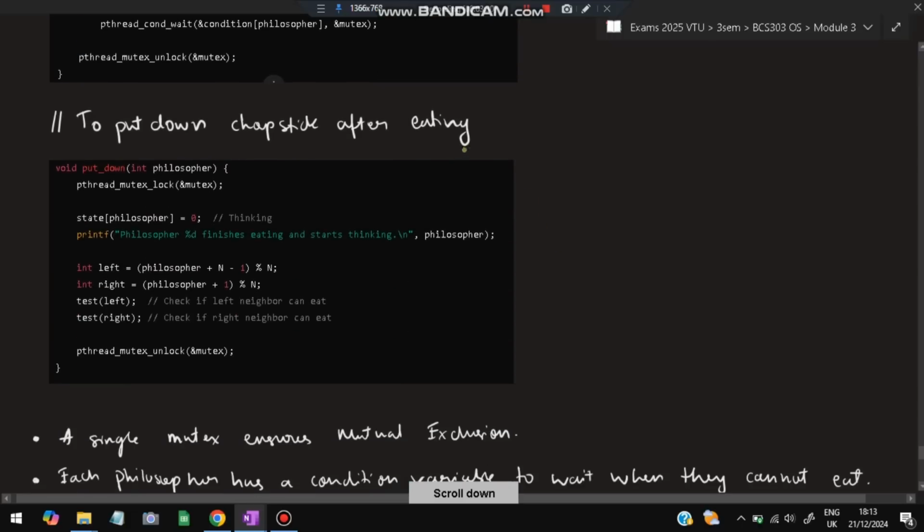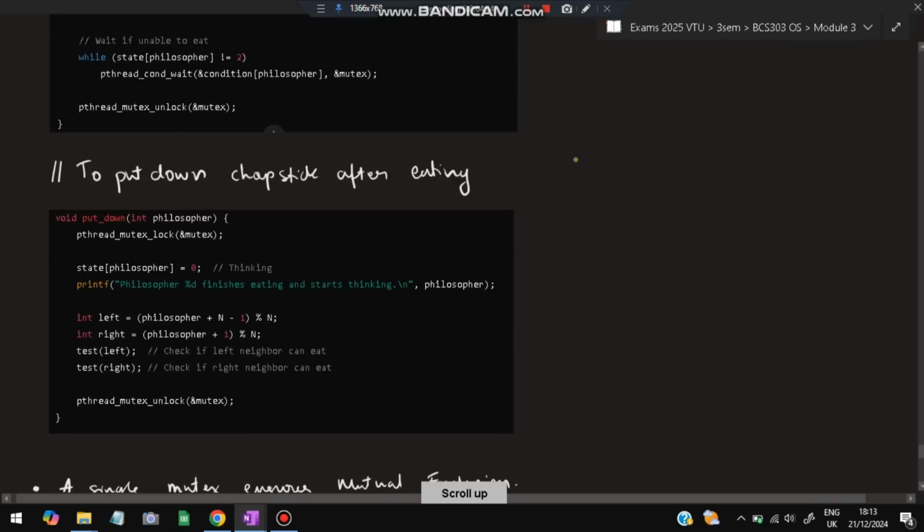Second is, after eating, put down the chopstick. If it puts down the chopstick, that means it is allowing the other neighbors to eat. So first lock the mutex. Lock the mutex means it is in the thinking state, and after that left and right are taken. If it has put down the chopstick, then it checks whether its left neighbor can eat and whether its right neighbor can eat. If one philosopher has two chopsticks and puts them down, one will be used for the left neighbor and one for the right neighbor. That test we are doing here, whether the left neighbor can eat and the right neighbor can eat or not.